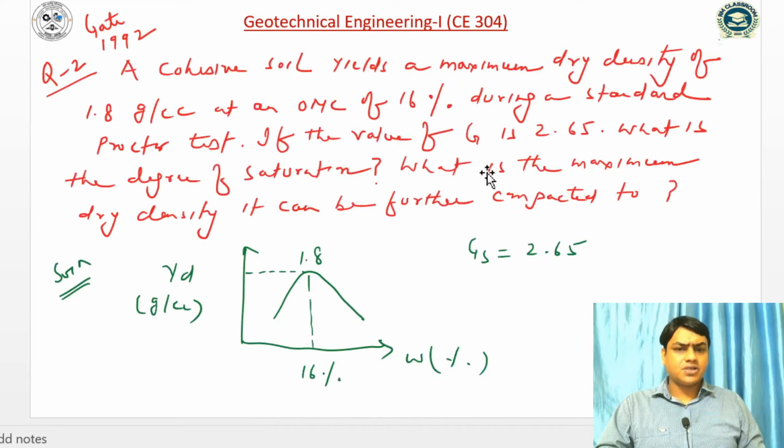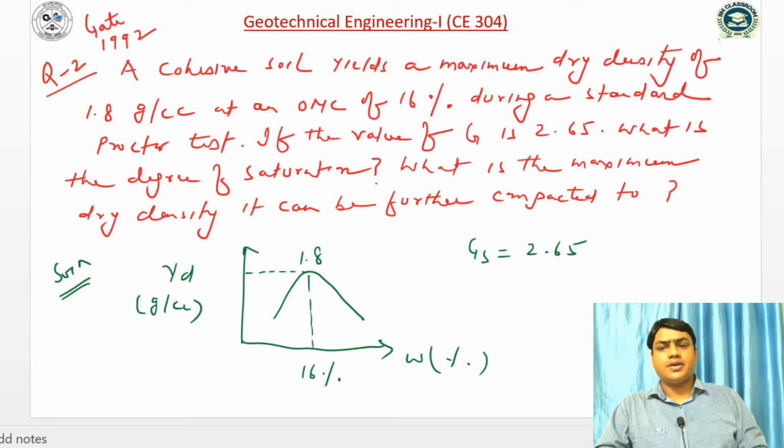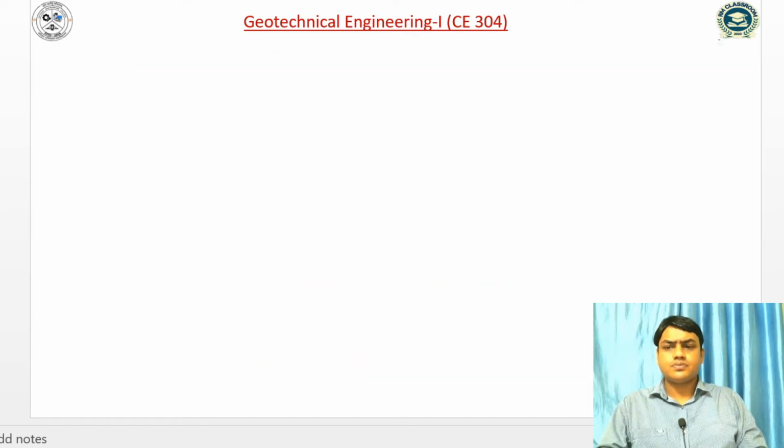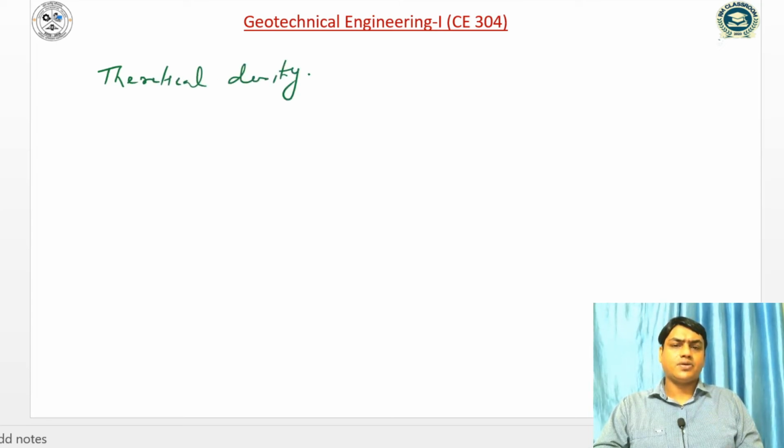In the second part it is asking what is the maximum dry density it can be further compacted to. So if I further compact this soil, the maximum dry density achieved is the theoretical density. And we know that the theoretical density or maximum dry density is the maximum dry density for a given water content when the degree of saturation is 100%.